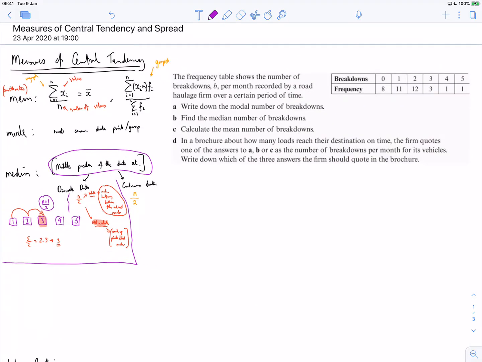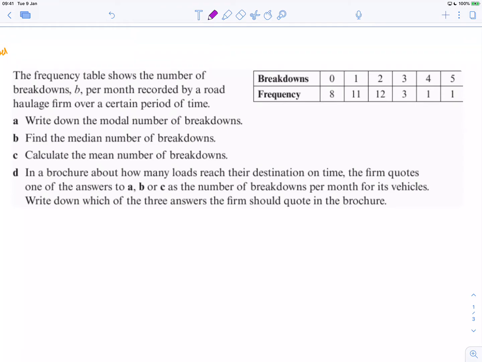Okay, now here's an example. If you want to, pause the video and give it a go yourself, just to make sure everything's okay. Okay, the frequency table shows the number of breakdowns B per month recorded by a road haulage firm over a certain period of time. Part A, write down the modal number of breakdowns. Well, the mode is the most common, i.e. the one with the highest frequency. That's clearly 2, so the modal number of breakdowns is 2, because that's got the highest frequency of 12.